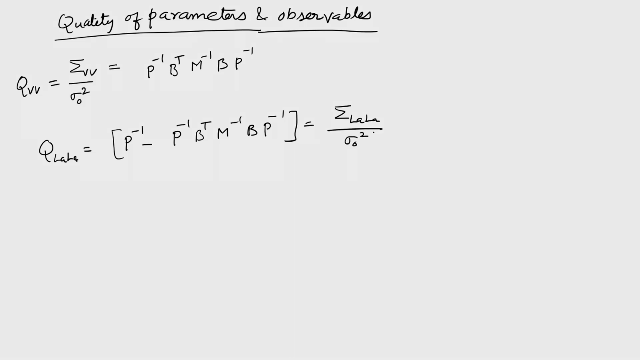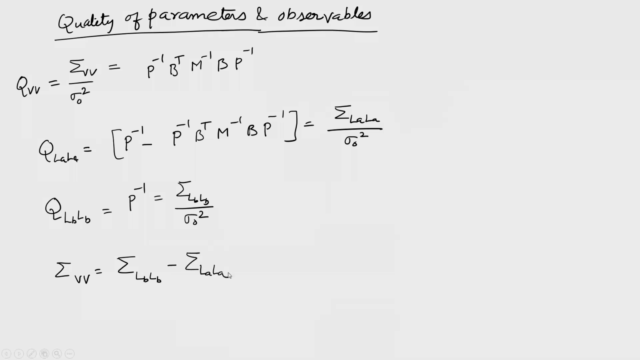square. What about QLB? We already observe it in the field, so I know it, which is equal to, let us say, P inverse equal to sigma LB divided by sigma 0 square. Okay. Again, I can prove here that sigma VB is equal to sigma LB minus sigma LA. That means adjusted parameter will have higher quality compared to the observed value of variables in the field.